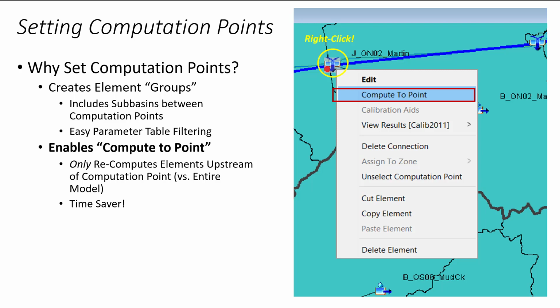Another great feature of computation points is the ability to compute to point. By right-clicking on a computation point and selecting Compute to Point, HMS will only recompute the elements upstream of that computation point, instead of recomputing the entire model. This can save a lot of time during calibration, particularly if you're working in a large watershed.